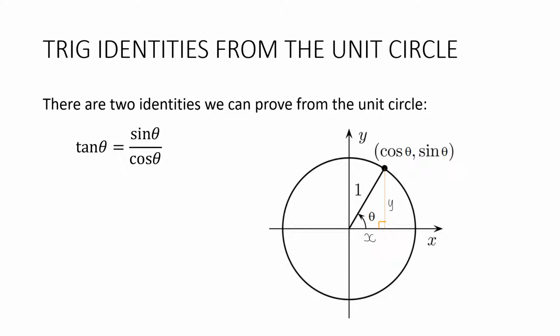Here's the first identity. Tan theta is equal to opposite on adjacent, so y on x, sine on cos. So nice little relationship there. And this one's come from Pythagoras' theorem. y squared plus x squared equals 1. Sine squared plus cos squared equals 1. Both of these are given for you on your formula sheet.